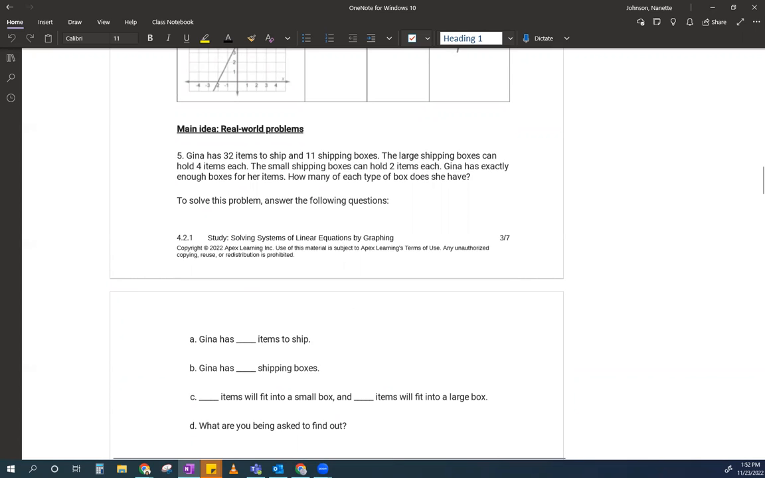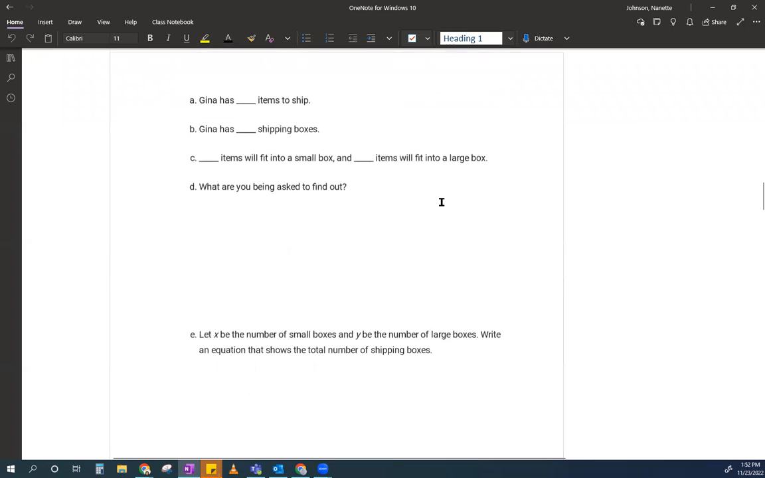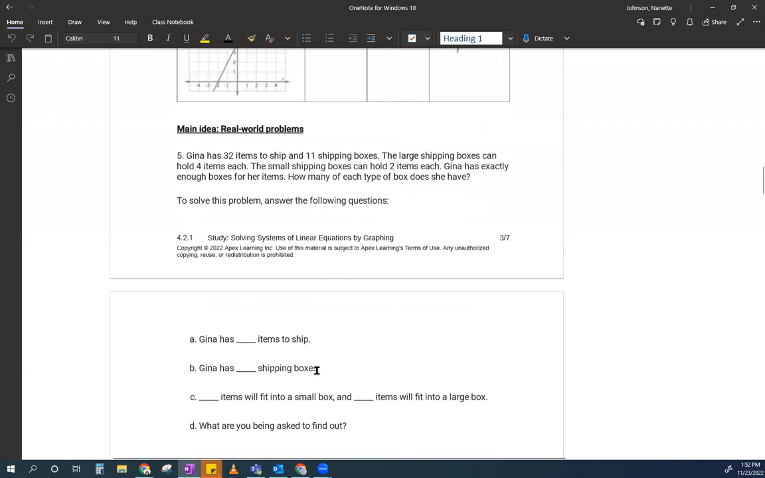Okay. So we have this problem. Gina has 32 items to ship and 11 boxes. The large boxes can hold 4 items and the small boxes can hold 2 items. Gina has exactly enough boxes to hold all of her items. How many of each type of box does she have? Okay, so we're going to just break down this problem. So Gina has how many items to ship? And you're like, oh, it's 32. Very good. So we write 32 in there.